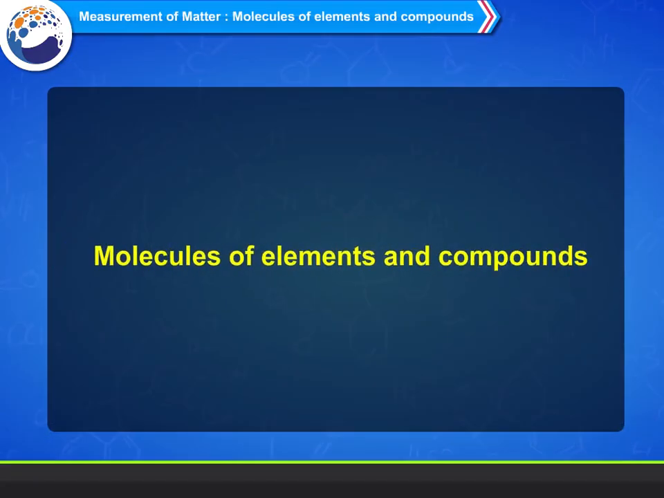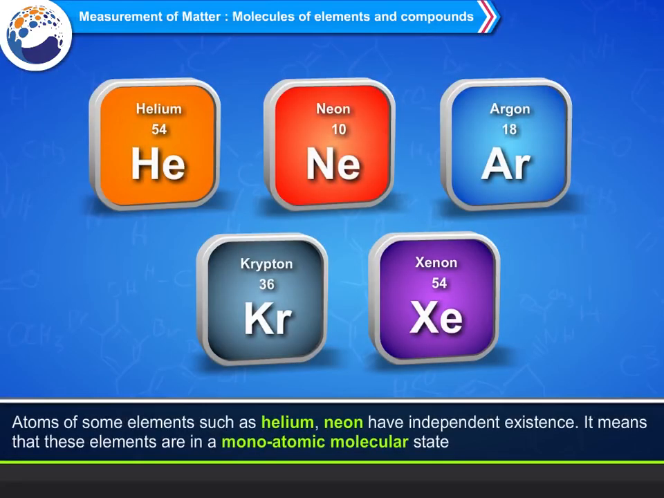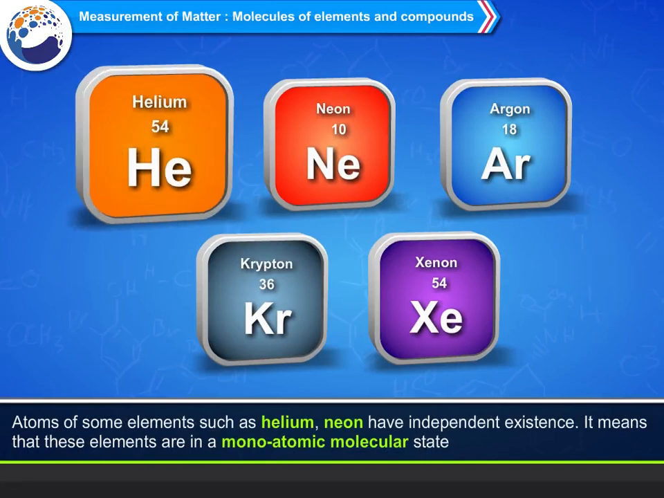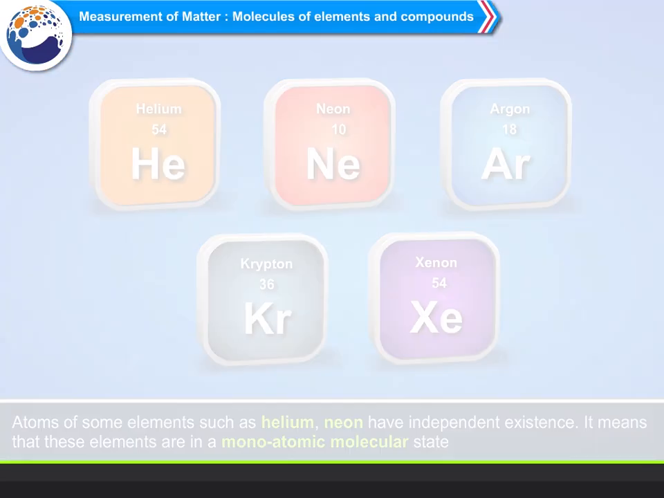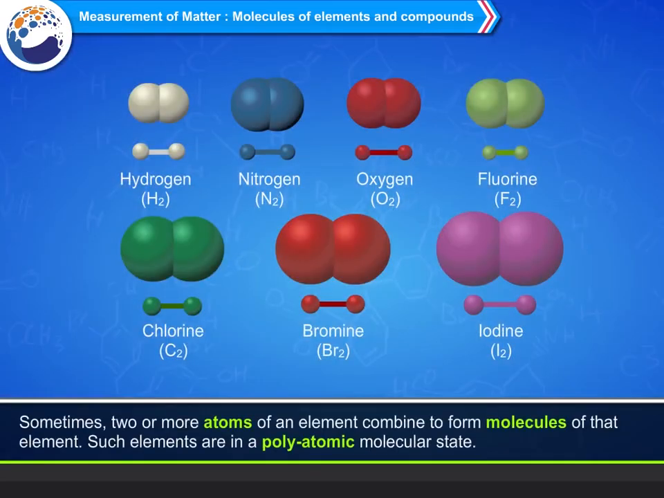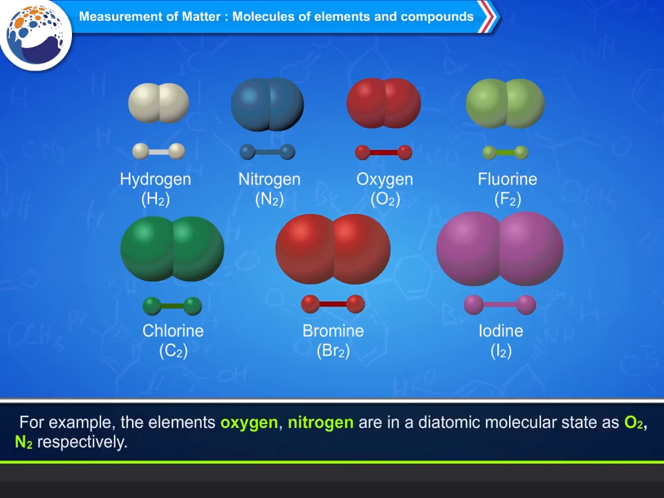Molecules of elements and compounds. Atoms of some elements such as helium, neon, have independent existence. It means that these elements are in a monoatomic molecular state. Sometimes two or more atoms of an element combine to form molecules of that element. Such elements are in a polyatomic molecular state. For example, the elements oxygen, nitrogen are in a diatomic molecular state as O2, N2 respectively.